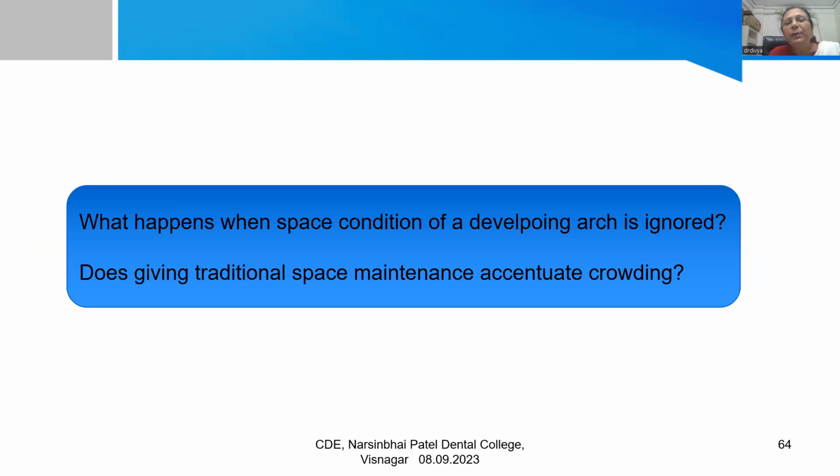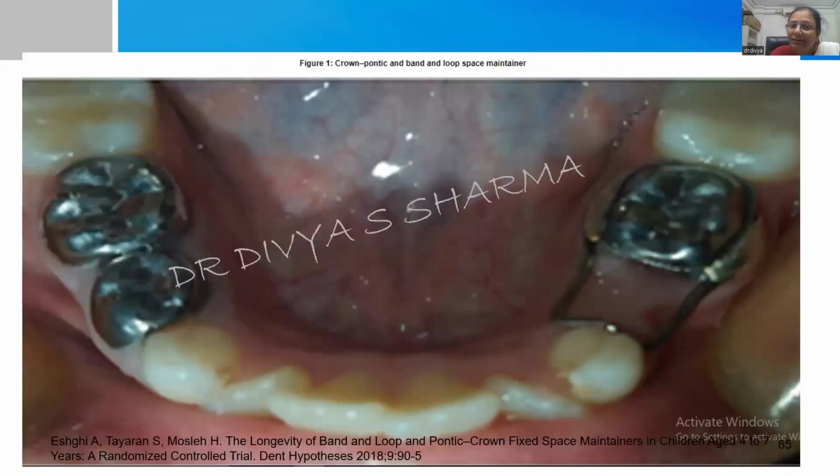So what happens when the space condition of a developing arch is ignored, and does giving a traditional space maintainer accentuate crowding? Yes, it accentuates, because at the time of lateral incisor eruption this condition is not taken care of. It will accentuate and not relieve. Can we do some intervention so that the crowding is relieved? Yes, we should go for the segmental arch, first TSALD, then the segmental arch analysis, and then we can relieve the crowding.